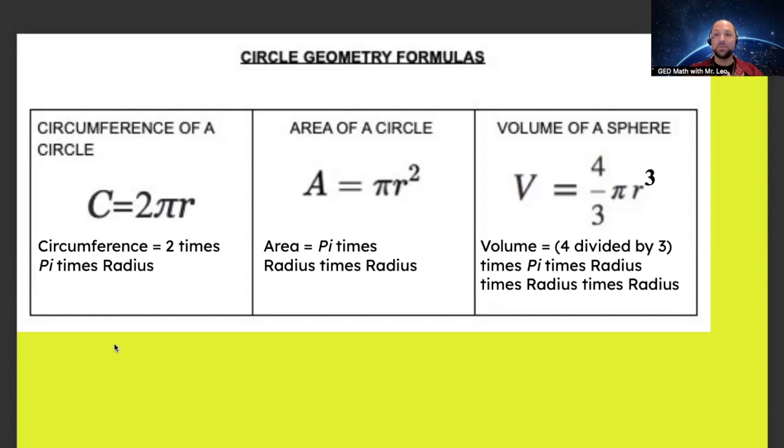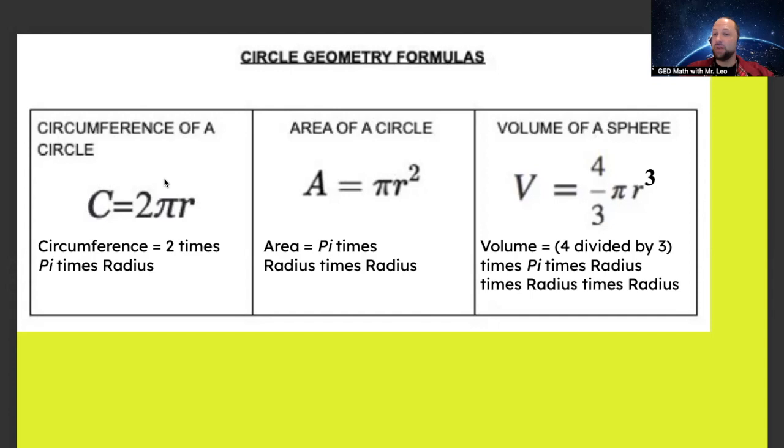This formula, if we type in the numbers, will tell us the distance around a circle. Now, remember, this is a language class. We're learning the language of math and the language of algebra. So it's written this way. C equals 2 pi r.